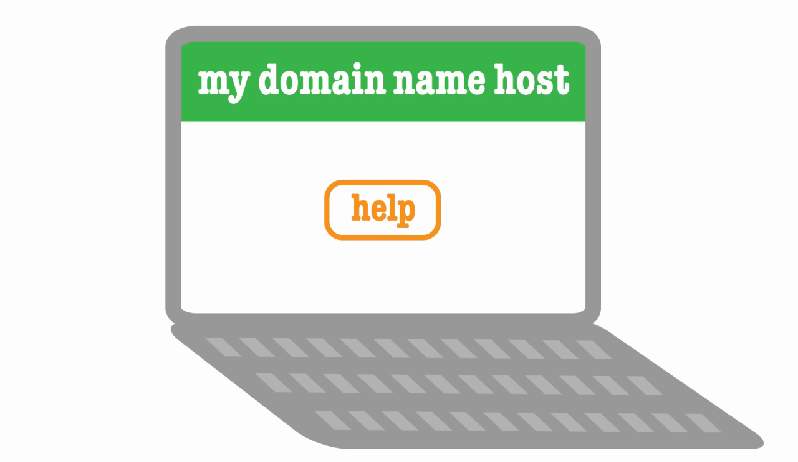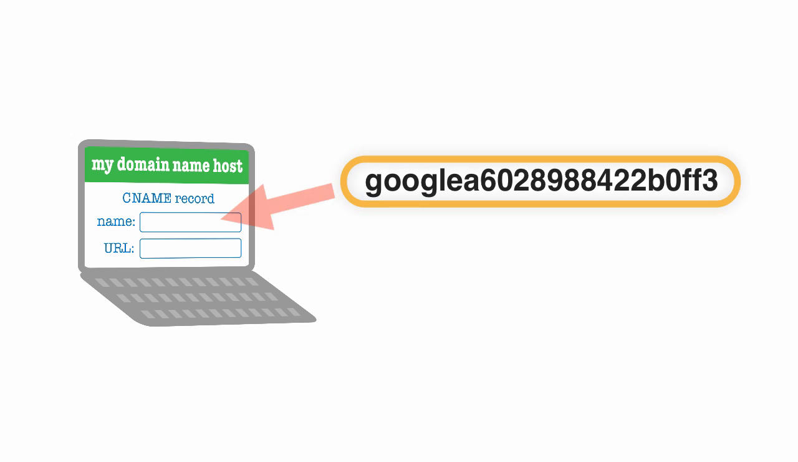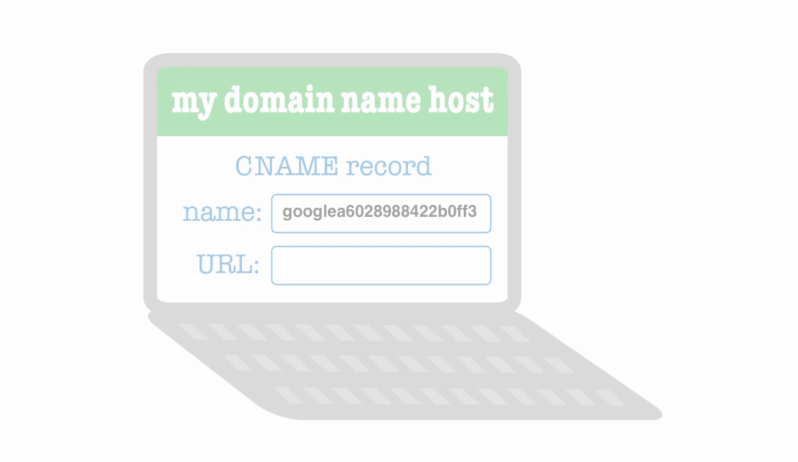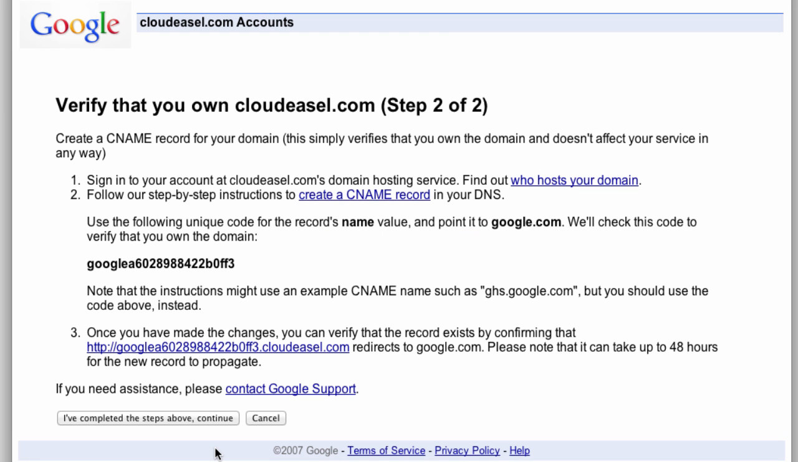While creating the CNAME record, you'll need to give it a name and provide the URL to which you want the CNAME record to redirect traffic. For the domain verification process to work, you must set the name to the unique code specified in Google's domain verification instructions and set the URL to google.com. Then follow the remaining steps in the Google instructions to complete domain verification.